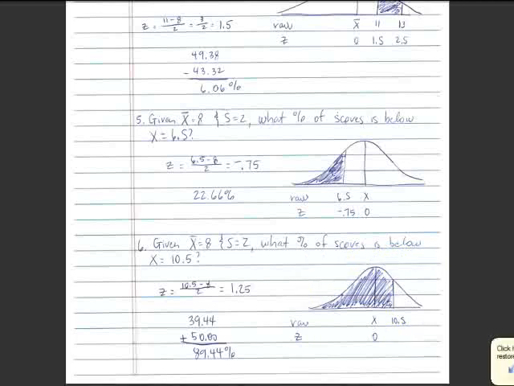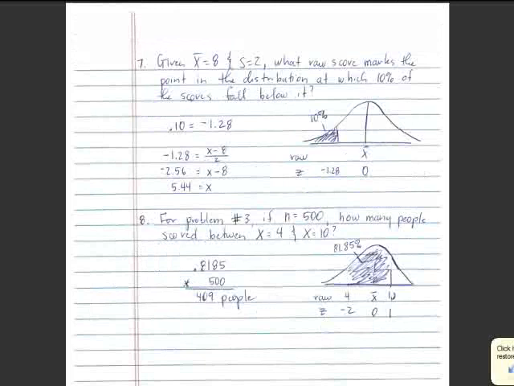And then I've got 2 more problems in this section. Problems 7 and 8. So let's take a look at these. Same mean, same standard deviation. This is a little bit different type of question because it asks what raw score marks the point in the distribution at which 10% of the scores fall below it.